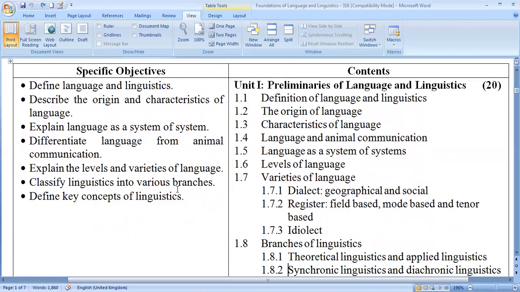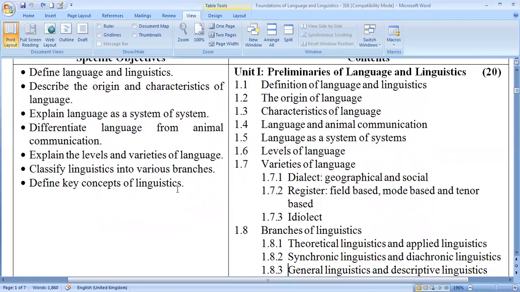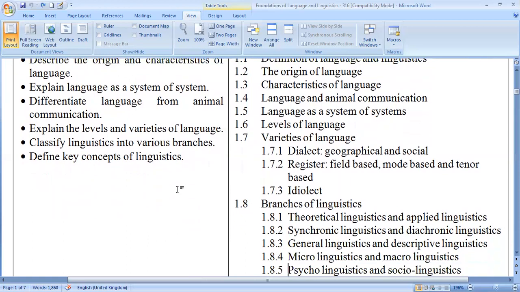Under this preliminary of language and linguistics, we are discussing language as a system, levels of language, varieties of language. Under the varieties of language: dialect, geographical and social dialect, and register, field-based register, mode-based register, tenor-based register, that is idiolect, under the varieties of language.